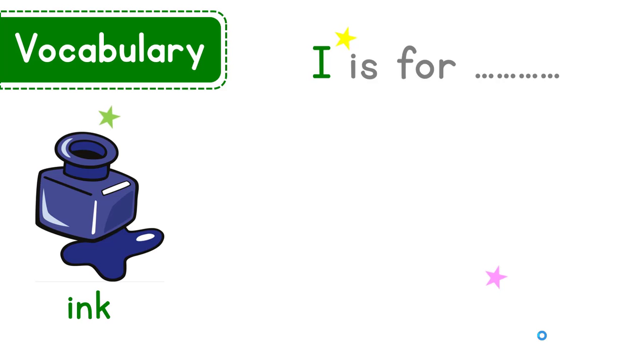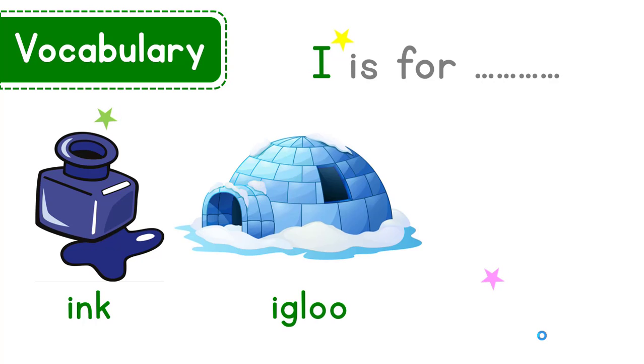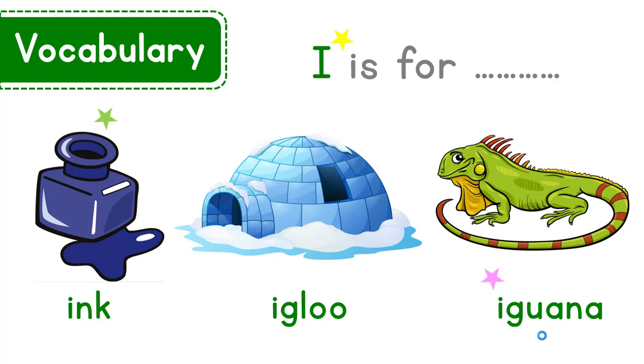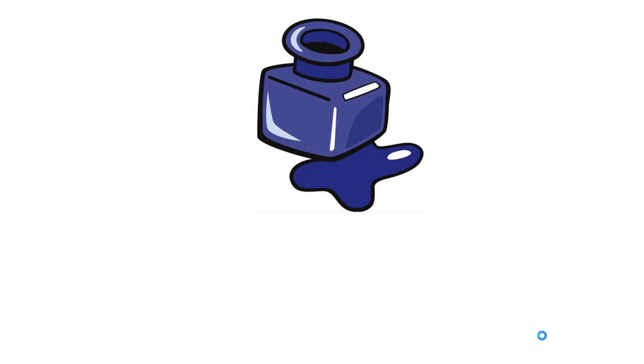Look, number one, ink. I is for ink. Next, igloo. I is for igloo. Iguana. I is for iguana. All right, now teacher is going to show you picture by picture.